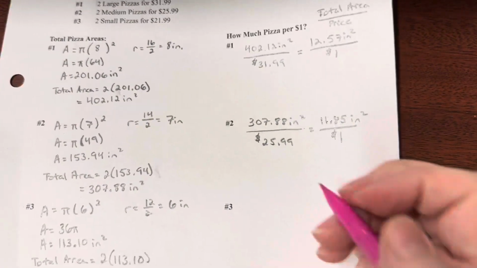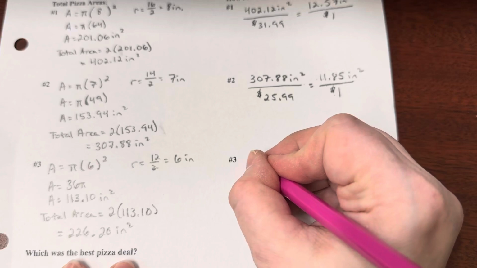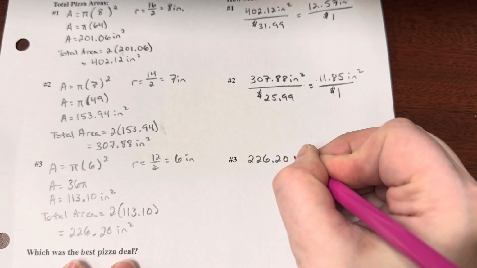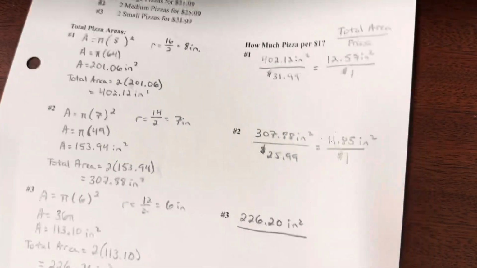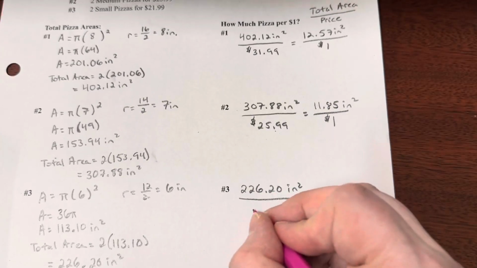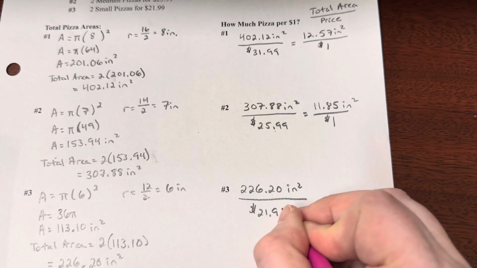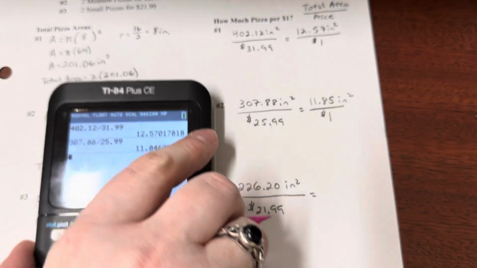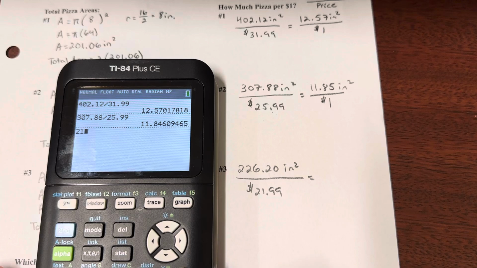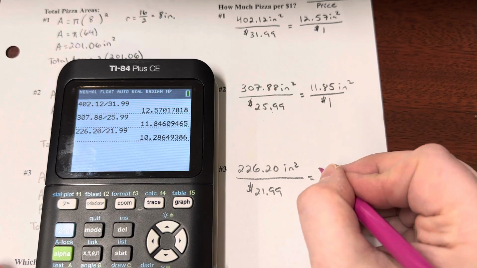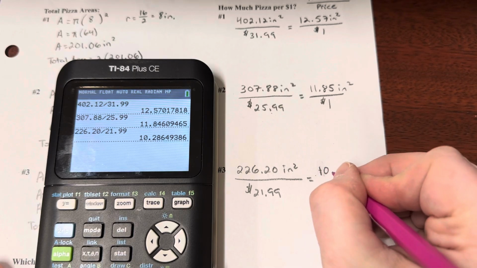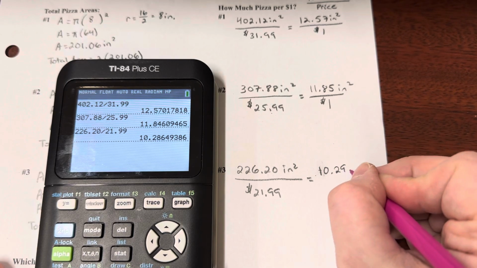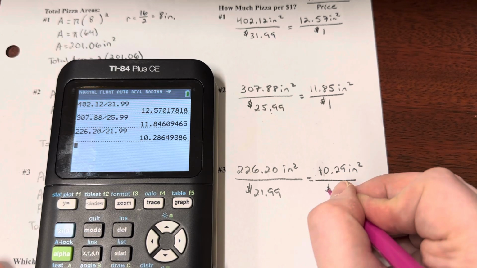Now let's try this last one. All right, so my total area was 226.20 inches squared divided by the price of the deal, which is $21.99. So $21.99. And when we divide this out, 226.20 divided by 21.99. Need the dollar sign at the bottom. So that would give us 10.29 approximately inches squared of pizza for the dollar.